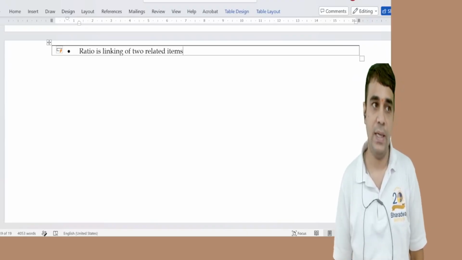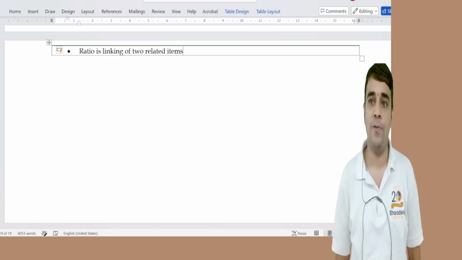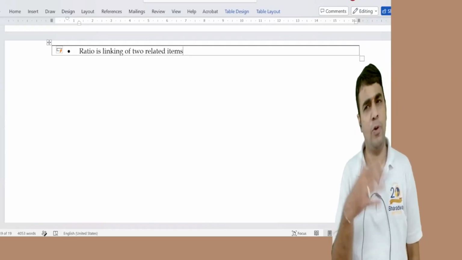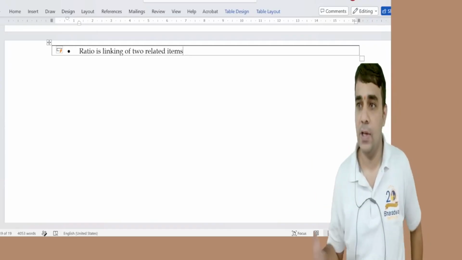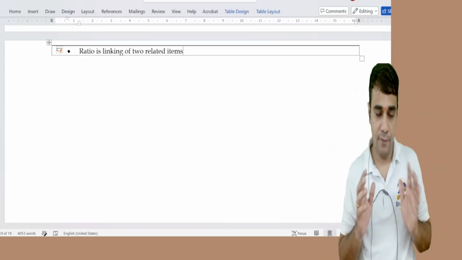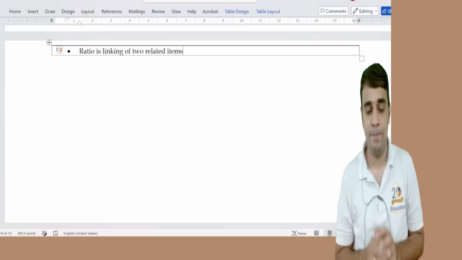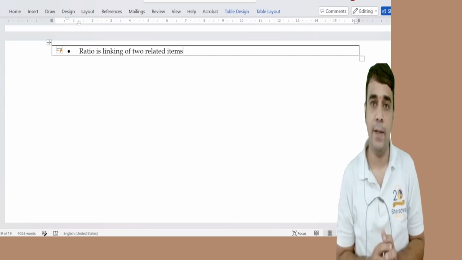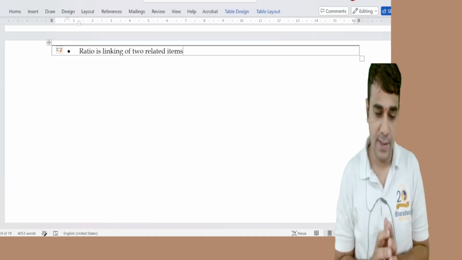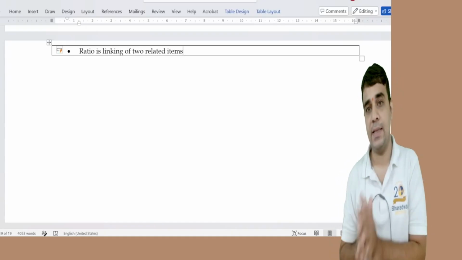The ratio could be in times, could be in percentage. These are the two normal forms. It could be expressed in times, or it could be expressed in percentage, or it could be expressed as ratio itself, 2:1. So these are the ways ratios are expressed. But the most important part is we are linking two items wherever we are able to find some logic on the item. If somebody says no, there is no logical linkage, I cannot take that as a ratio.